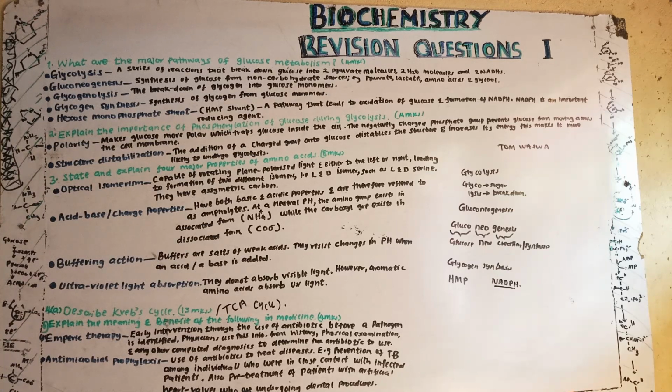We go to question number 2. Question number 2 says, explain the importance of phosphorylation of glucose during glycolysis. We phosphorylate glucose because of the following reasons.